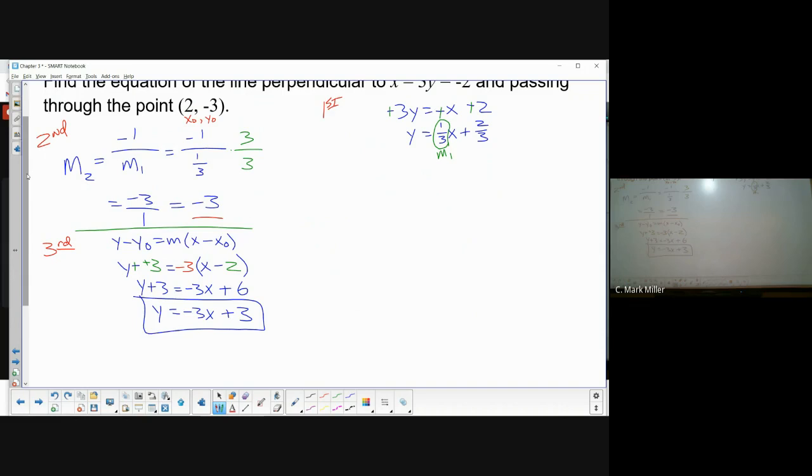But we can check. Question: how do I know it has the right slope? Because the slope of this line is -3. The slope of my original line is 1/3. Those are negative inverses of each other. Second, does it go through this point here, 2, -3? Minus 3 times 2 is minus 6. Minus 6 plus 3 is minus 3. Check.